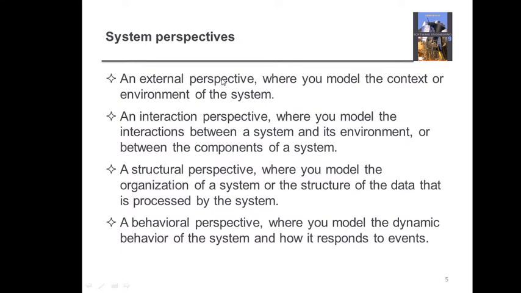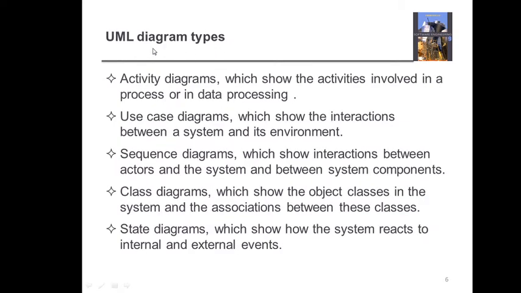So there are four perspectives: external perspective, interaction perspective, structural perspective, and behavioral perspective. In the external perspective, we prepare a context diagram and a process diagram. In the interaction perspective, we prepare a use case diagram and a sequence diagram. In the structural perspective, we prepare class diagrams, and in the behavioral perspective, we prepare an activity diagram and a state transition diagram. So this is a brief summary of all the models that we will be doing, which are based on different perspectives. So what are the UML diagram types?